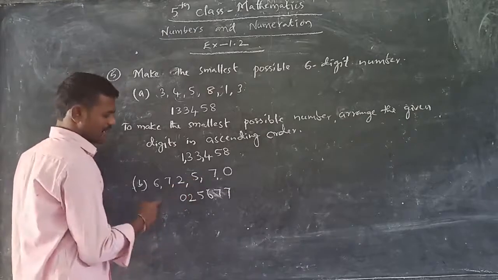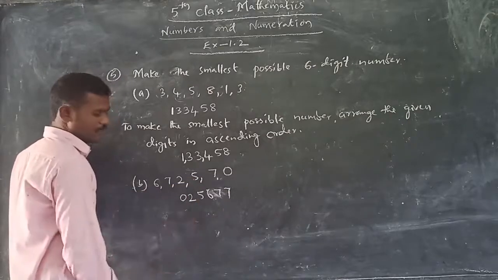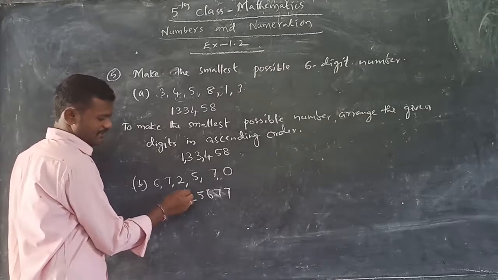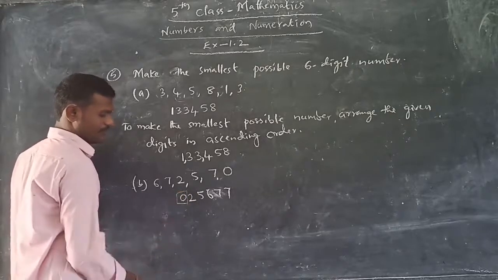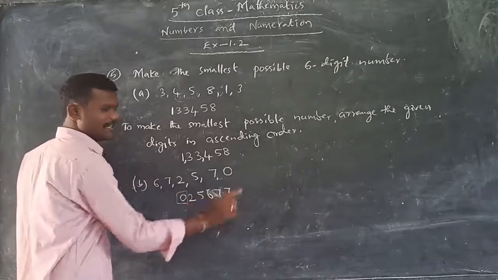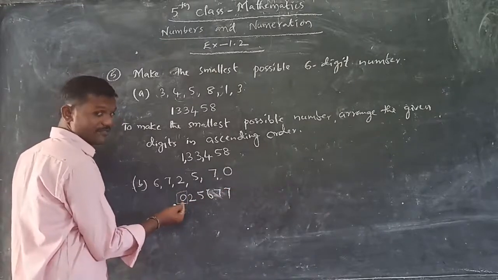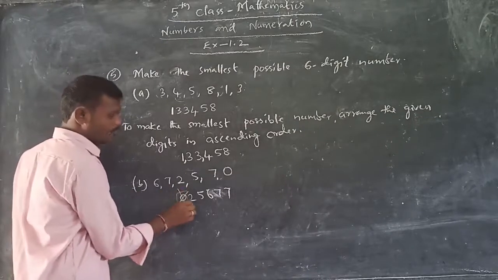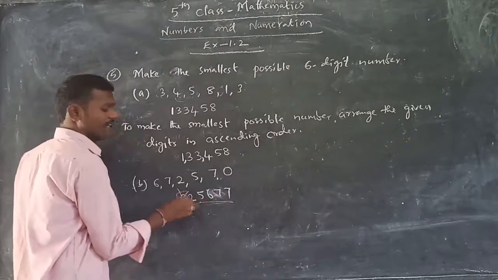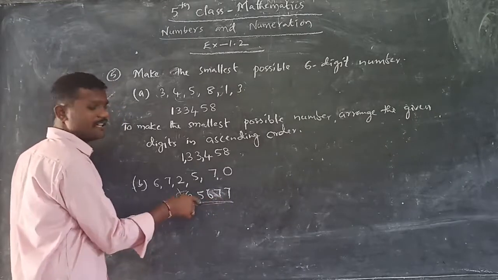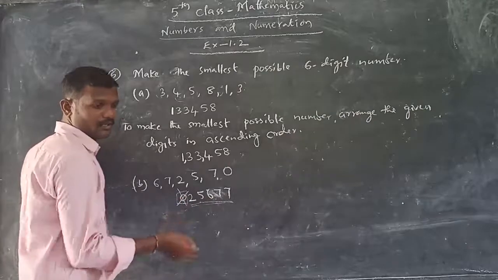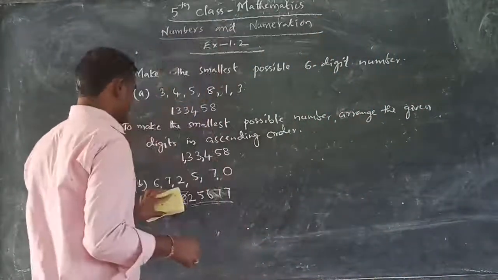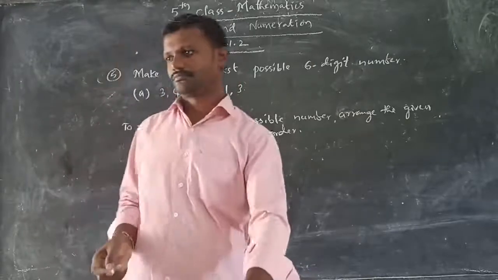Okay, by arranging them in ascending order we are getting it like this. But 0 is in the first place, so this is not a valid one. If 0 is on the right side, then it is valid. But if the 0 is in the first place on the left side, then that is not valid. If it is not valid, how many digits are there? Only 5. So now it is only a 5 digit number, not a 6 digit number. So how can you get a 6 digit number? When there is 0, write the 0 after the first digit.